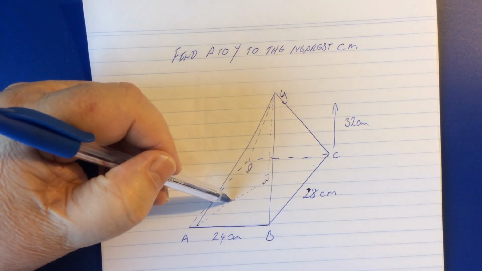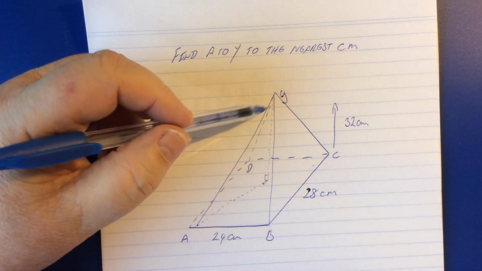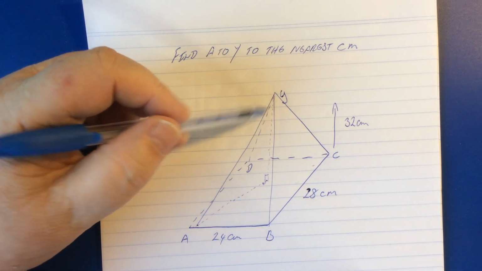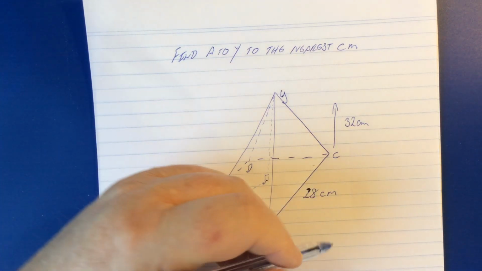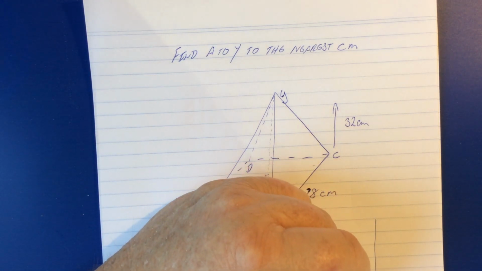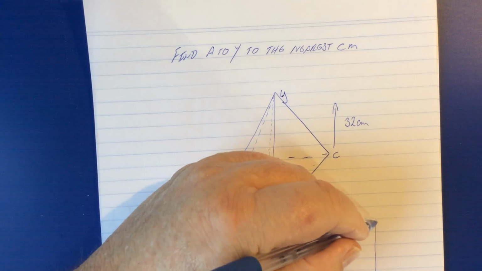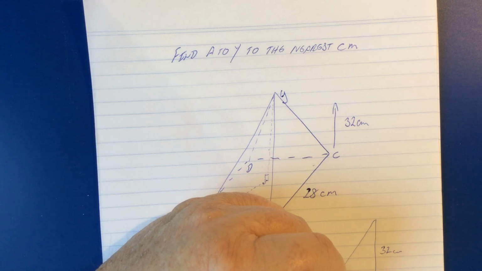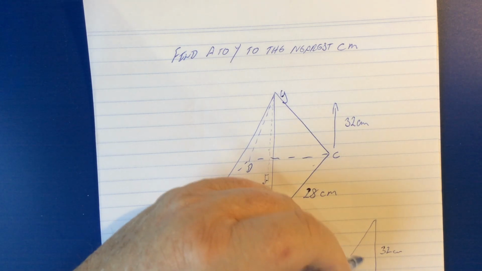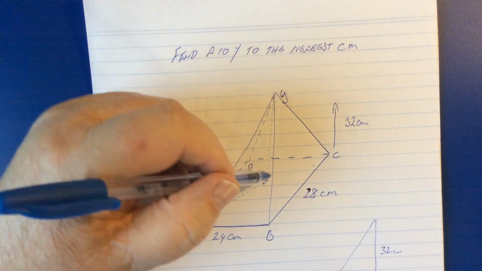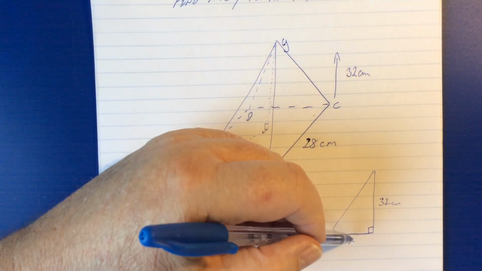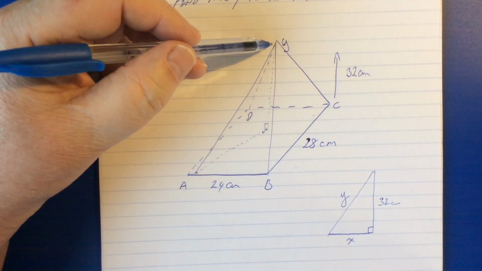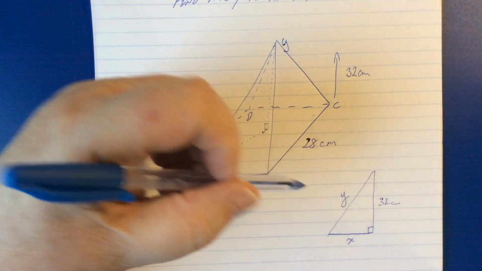Once we know this measurement, we already know this measurement, it's 32 centimeters, because that's the height of this thing. Once we know this measurement, we can find this measurement. So let me just take this out of the pyramid. That is 32 centimeters. We are looking for that initially. That is a right angle. Let's get that in frame for you. We are looking for that initially, and eventually we are looking for that, which is the distance from A to Y. Now, the question is, how do we find this?